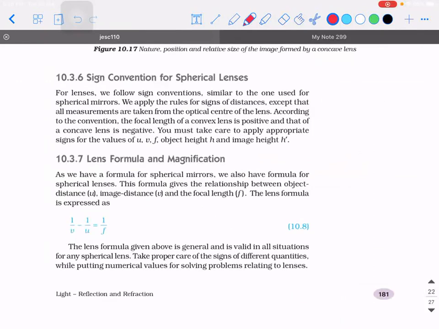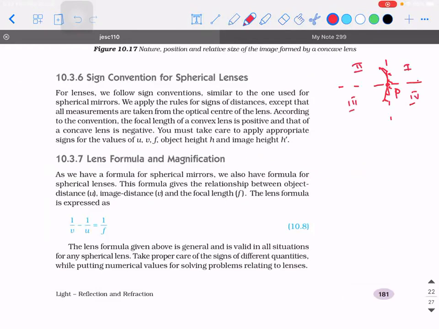Similar to mirror, we have a sign convention here also. It's the same logic, I think. With respect to a mirror, how did I ask you to take the sign convention? Take the pole as the origin and draw a Cartesian system by dividing the whole diagram into 4 parts: first quadrant, second quadrant, third quadrant, and fourth quadrant.